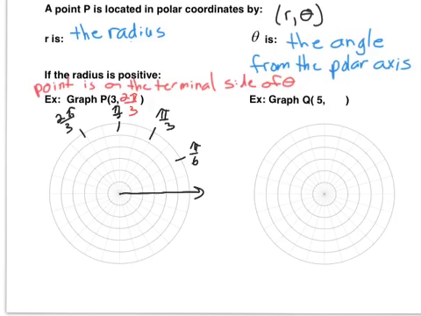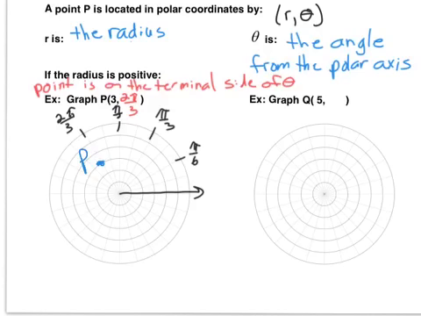So I'm just graphing a point, and that point is going to lie on the line that creates the angle of 2 pi over 3 from the polar axis, going counterclockwise because it's a positive angle. And then I'm going to count out 3 circles from the center. And that point P is going to be right there. There's point P.